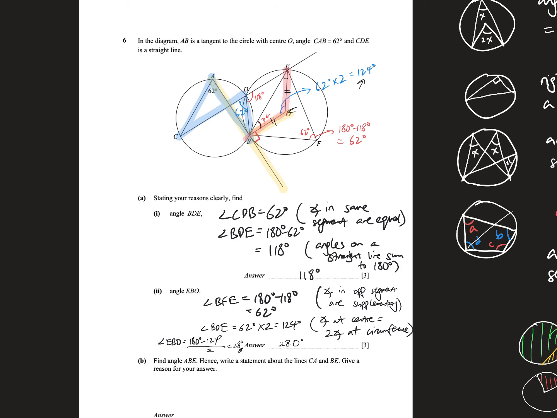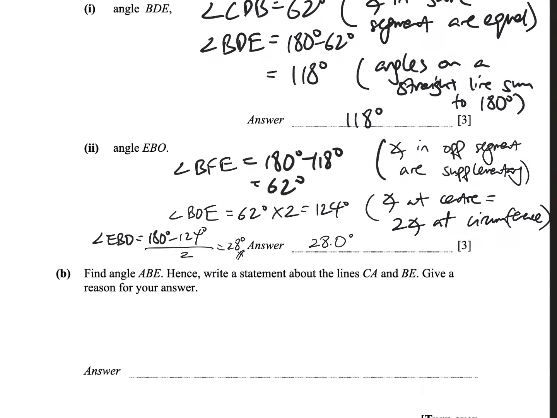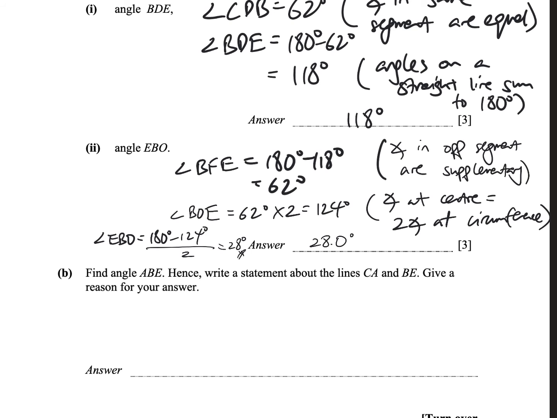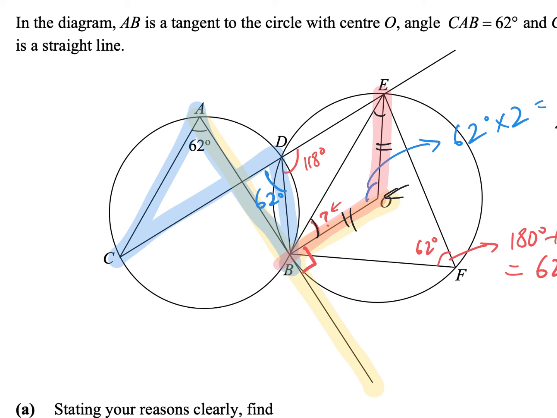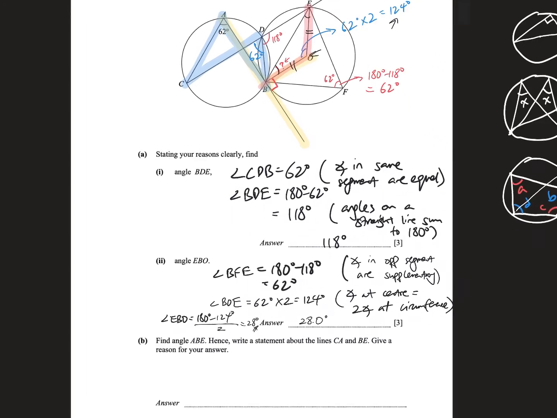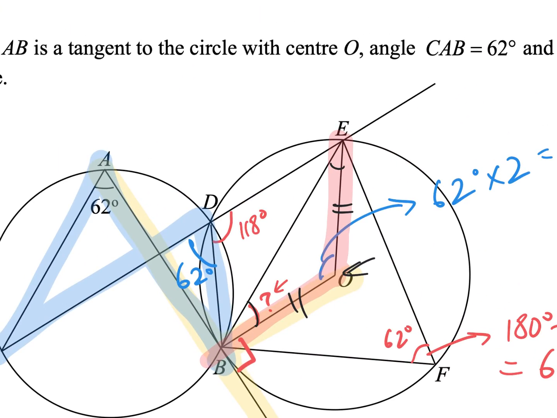And now we're going to go for part B, find angle ABE, and hence write a statement about the lines CA and BE. So let's look at angle ABE first. Okay, so actually we've already found this angle. This angle is from the previous part, 28 degrees.